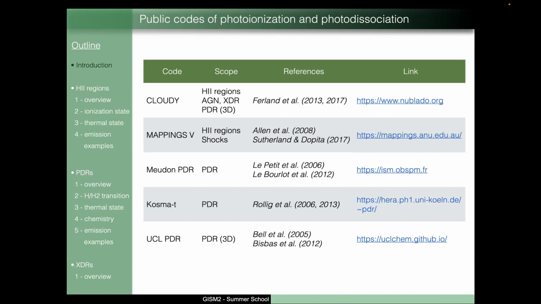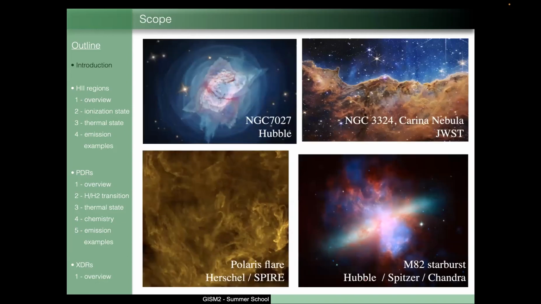So this being said, why do we care about photoionization and photodissociation regions? We care because, in fact, this environment covers a big chunk of astronomical studies. And it's very easy, in fact, to understand. Let's take, for instance, a galaxy.